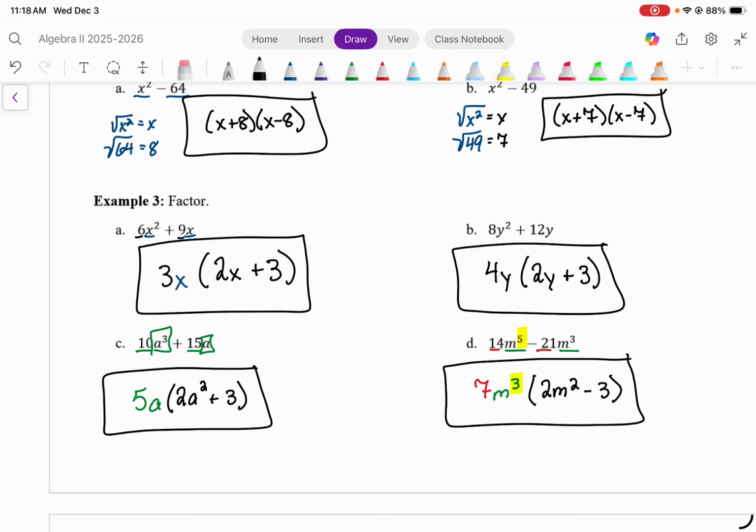So that's just a quick review on factoring. It's going to be very helpful this chapter that you are comfortable with these factoring skills. So I wanted to make sure you got a good review before we move on.